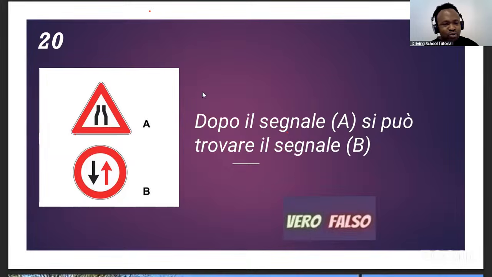So let's move to question number 20. It said, "Dopo il segnale A si può trovare il segnale B." After sign A, you can find sign B. And so many of us said it is vero.